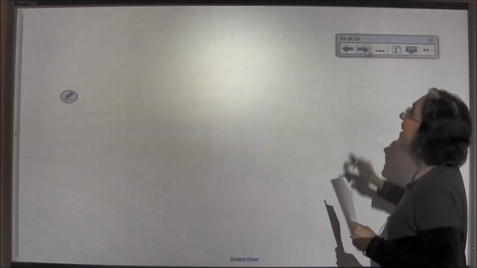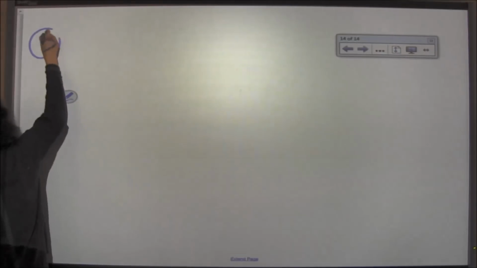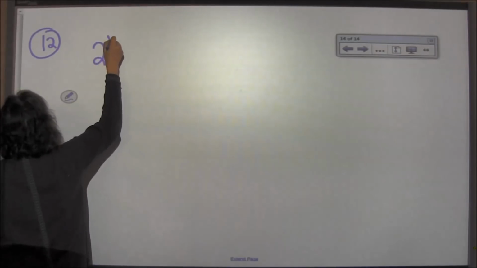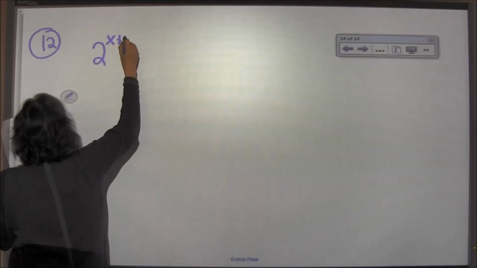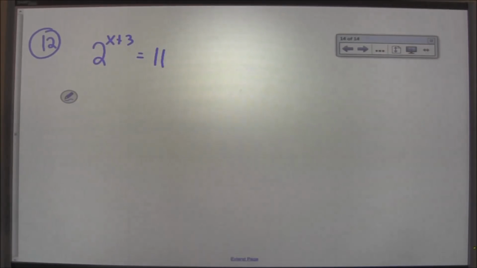Okay. All right, so let's look at number 12. We have 2 to the x plus 3 equals 11, and I can't write 11 as a power of 2. So this is where I use taking the log of both sides.